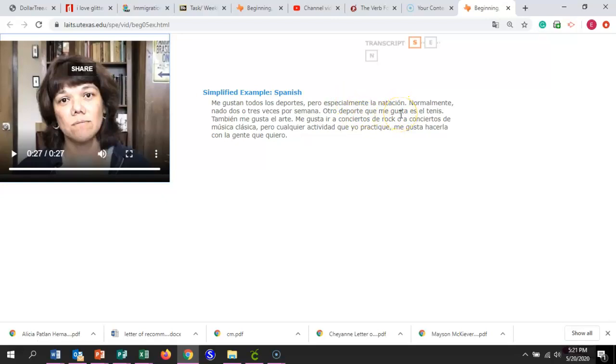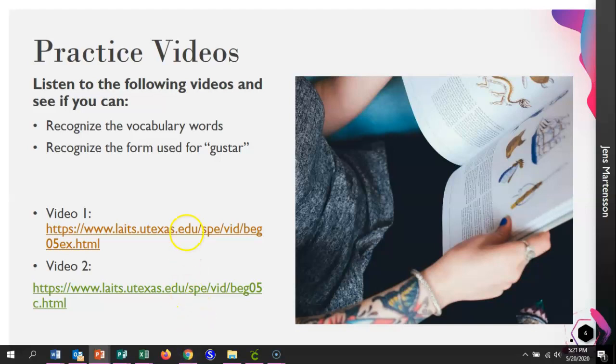Gusta is here again. Otro deporte, which means another sport that I like, is tennis. This is singular. It says, also, me gusta el arte. She likes art. Singular. Me gusta ir a conciertos de rock o a conciertos de música clásica. Okay. Me gusta hacerla con la gente que quiero. All right, let's click on another video.